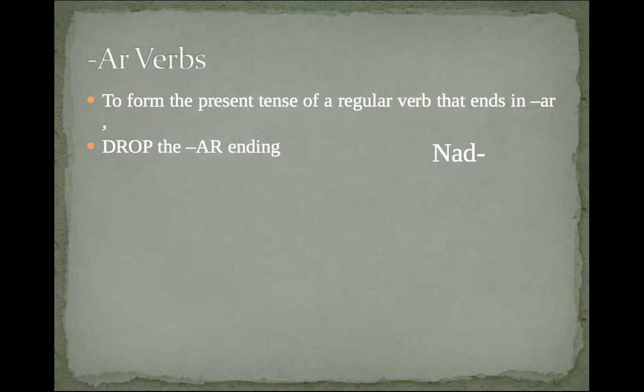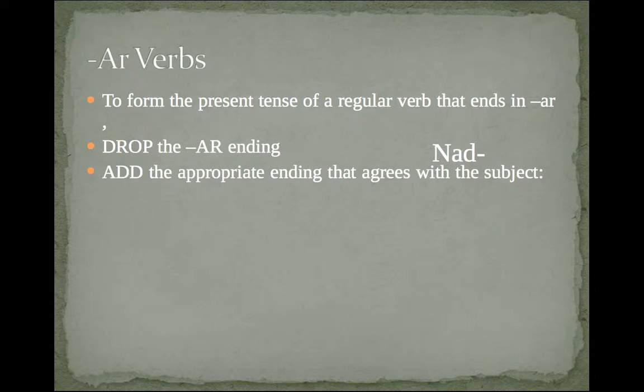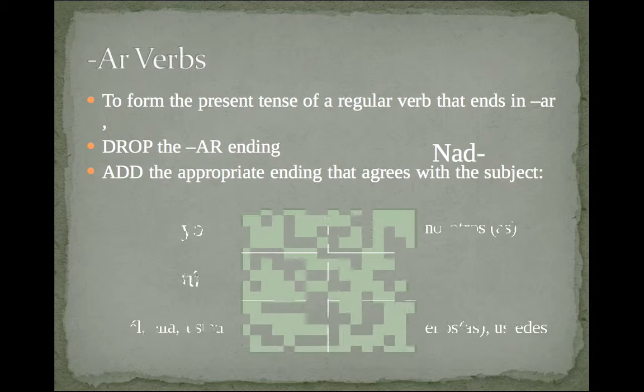You have your stem of your verb, nad, and the ending is AR. So you're going to drop the AR. Then you add the appropriate ending to agree with the subject. This is conjugating the verb nadar, these steps.